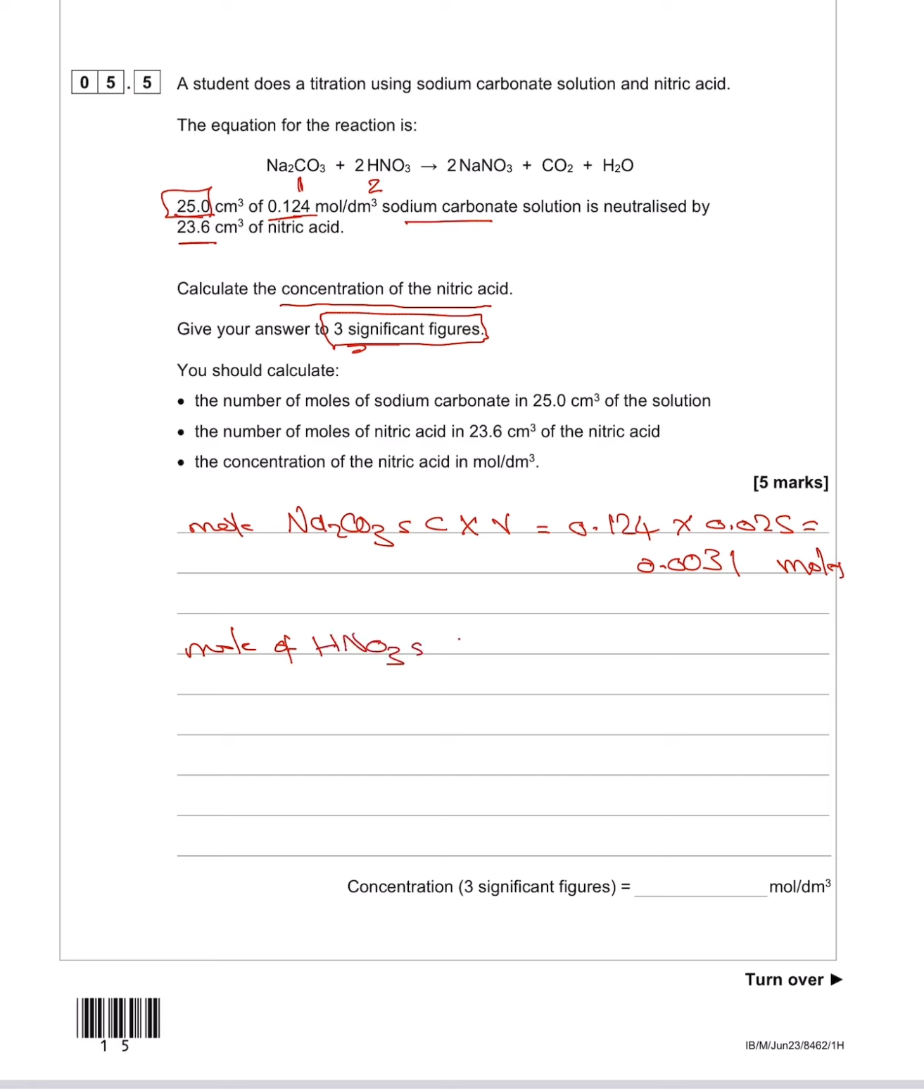Now we said that the moles of nitric acid will be double the moles of sodium carbonate, so the moles of nitric acid will equal 2 times the value we found for the sodium carbonate, so 2 times 0.0031, which equals 0.0062 moles.